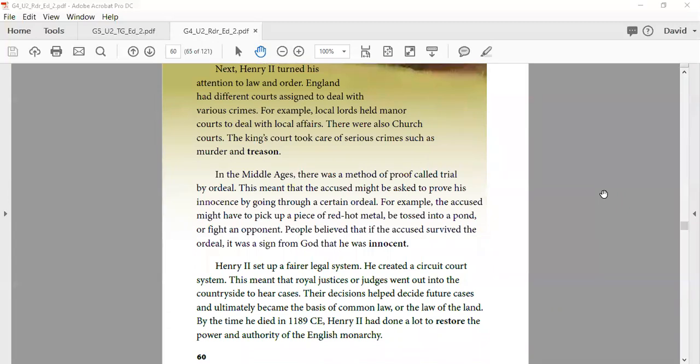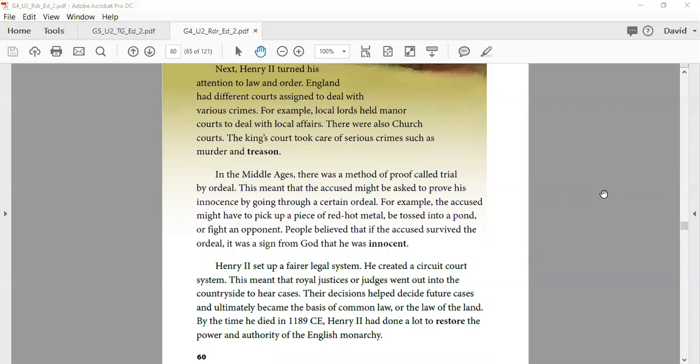In the Middle Ages, there was a method of proof called trial by ordeal. This meant that the accused might be asked to prove his innocence by going through a certain ordeal. For example, the accused might have to pick up a piece of red-hot metal, be tossed into a pond, or fight an opponent. People believed that if the accused survived the ordeal, it was a sign from God that he was innocent.